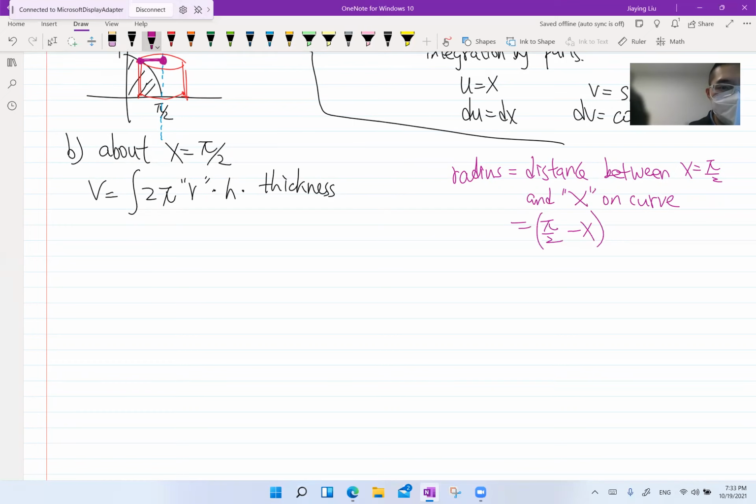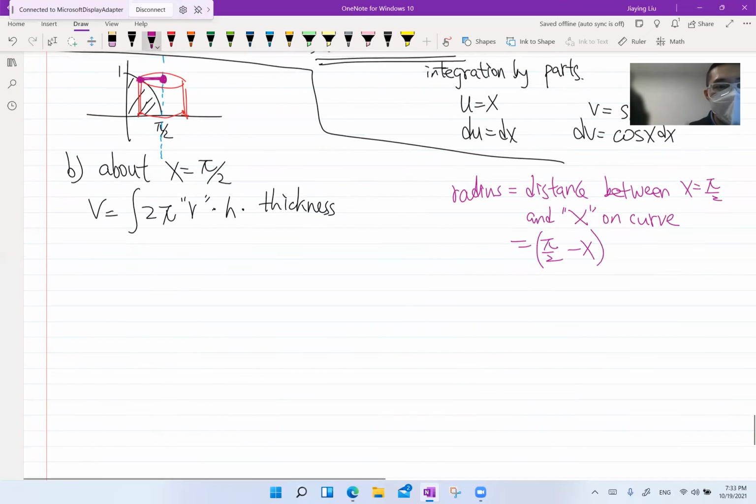So note that this is the x equals pi over 2, the blue dotted line, and the x value on the curve is this x. It's some x value, it's not fixed, it moves, depends on where the point on the curve that we have. Depends on where the skinny rectangle you draw, right? So you have a different x value, but in general, we just call it x. So now we can put it in the integral. So that's 2 pi times pi over 2 minus x.